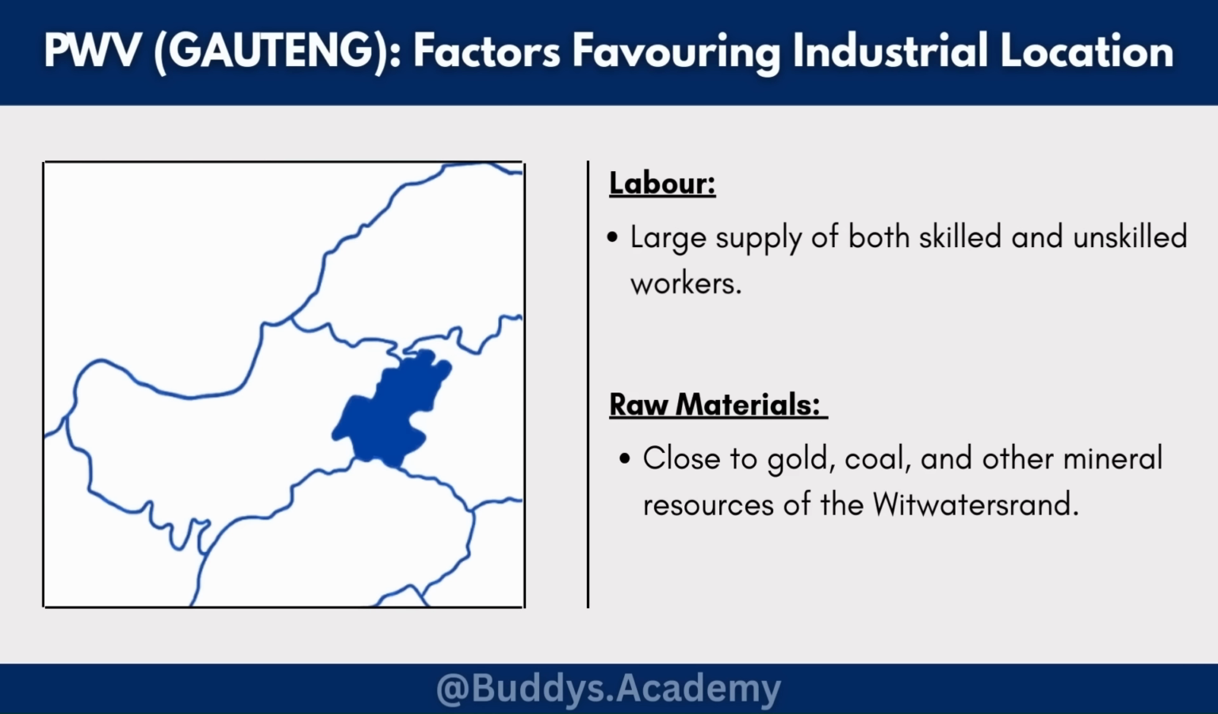In terms of labor, there's going to be a large supply of both your skilled and your unskilled workers. Remember, this region is going to be densely populated. That means there's going to be a lot of people which can provide labor. Next will be your raw materials, right? Now the PWV region is going to be close to gold, coal and other mineral resources of the Witwatersrand. So that means that there's going to be an abundance of your raw materials, just like this point mentioned. So things like gold, coal, iron ore, maize and platinum as well, right?